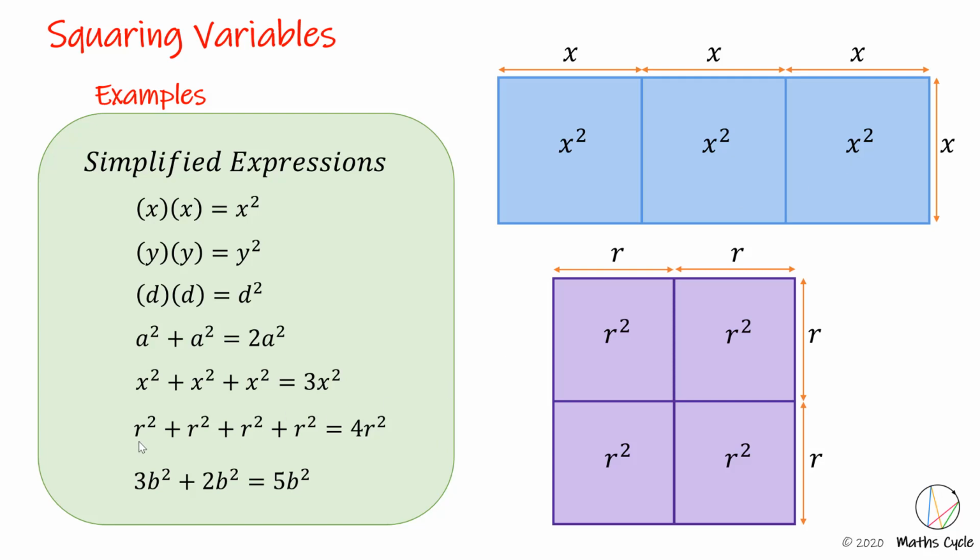What about this one? What if I have an r squared plus an r squared plus an r squared plus an r squared? I have it here in purple, look. Here's r squared, r squared, r squared, r squared. So how many? I have 4 of them. So add the 4 of them together and that means I have 4r squareds. Okay? So what if I had 3b squareds and 2b squareds? How many squares would I have then? I'd have 5 of them. 5b squareds.